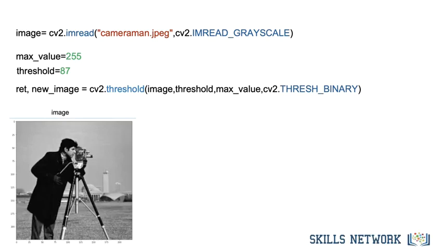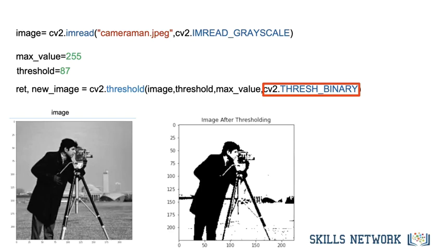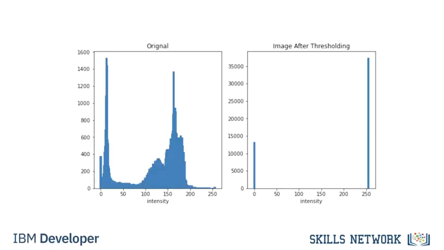We use the function threshold to perform thresholding. The output new image is the image after thresholding has been applied. Along with the image, the input is the threshold, and the max value is set to 255. The final parameter is the threshold type. In this case, THRESH_BINARY. This means the output will be 0 or 255. In the output, we see the cameraman has 0 values, and most of the background has values of 255. We see the histogram intensities are mapped to black and white after thresholding has been applied.